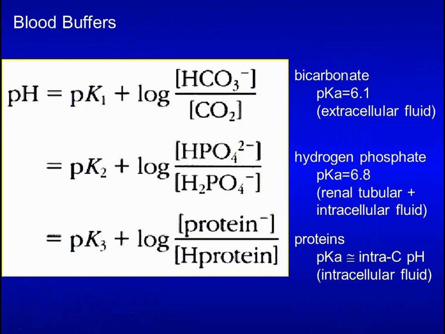These are the major buffers in the human body. The bicarbonate carbon dioxide buffer is the most powerful extracellular buffer in the body because the concentration of bicarbonate can be controlled by the kidney and the lung. The phosphate buffer plays an important role in buffering renal tubular and intracellular fluid. Proteins are important for buffering intracellular fluid. They also help buffer extracellular fluid, although they work more slowly than the bicarbonate system.